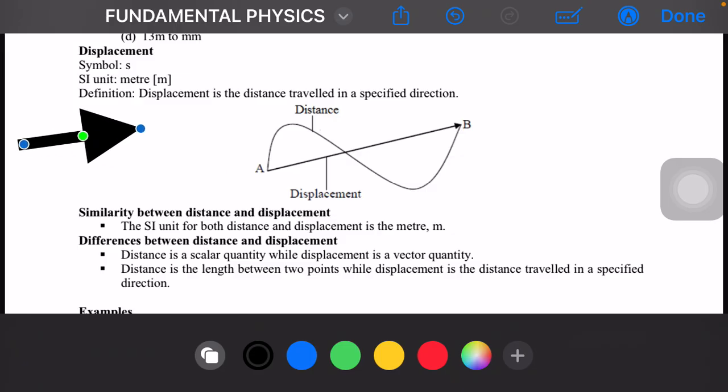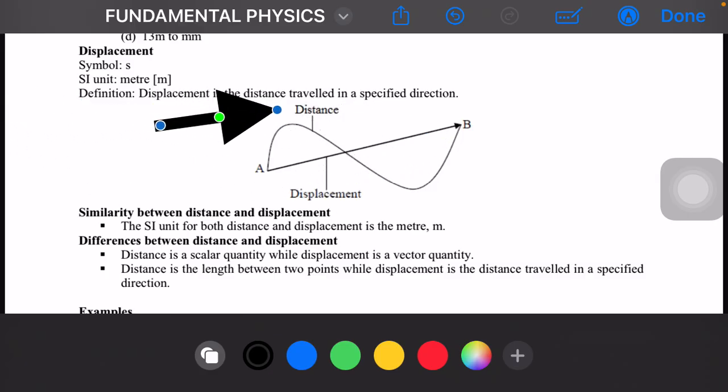Definition: displacement is the distance traveled in a specific direction. That's what we call displacement. For example, the displacement between point A and point B is a straight line here, this one. That's what we call displacement. Not this one. This one is distance. Distance has no specific direction, while displacement has a specific direction.